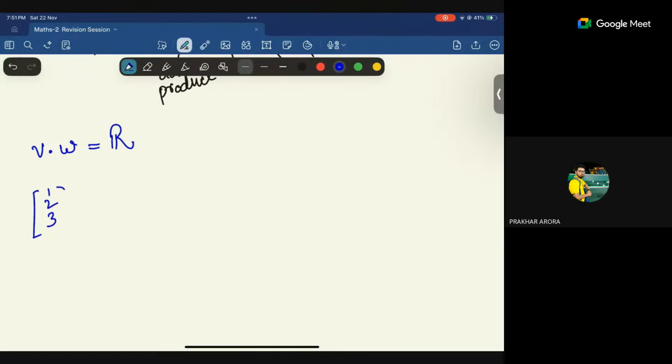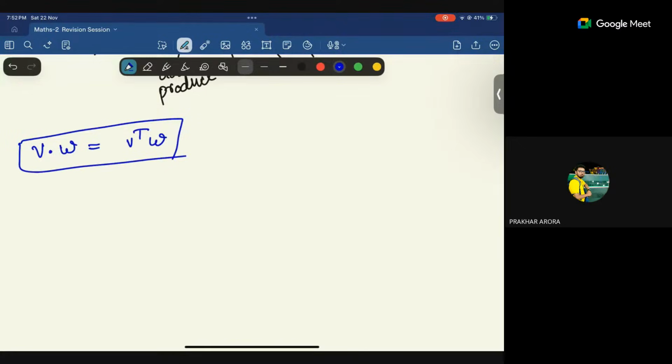Now how do you calculate this? The dot product is simply v transpose w. This is the dot product you need to know. I have a vector 1 2 3 and another vector 4 5 6, and I have to calculate the dot product between them. This is 1 2 3, and this is the transpose.